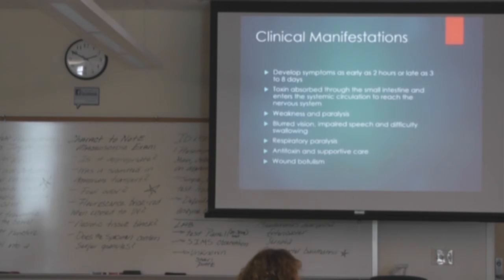And these are the clinical manifestations right here, okay? Blurred vision, impaired speech, difficulty swallowing, and that's where I'm talking about the respiratory paralysis. And then also what they would do is give, if they can, an antitoxin and/or supportive care for that. There's also what's called wound botulism as well, okay?